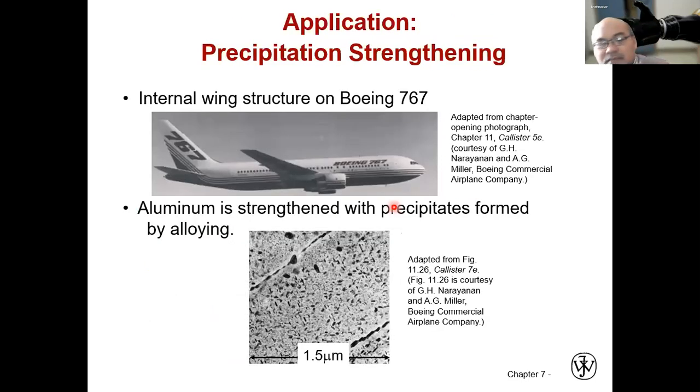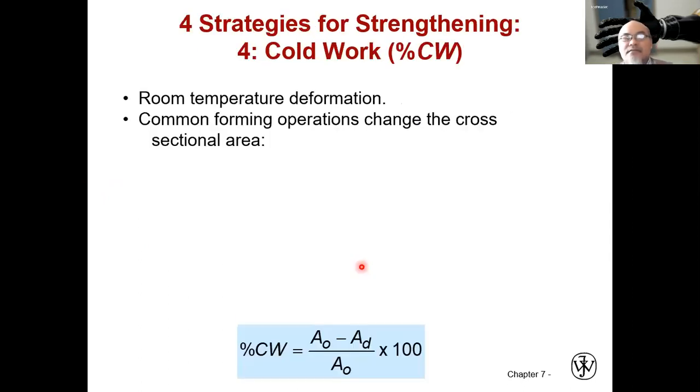This precipitation strengthening has been applied, for example, to increase the strength of the wing structure of the Boeing 767. Here, the black spots are the precipitates formed by the alloy inside the aluminum structure.